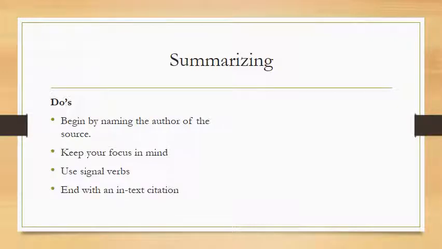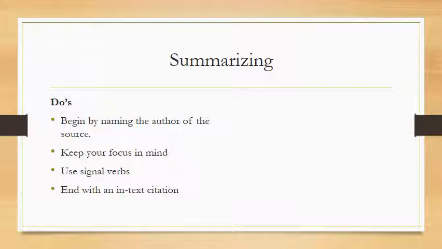Here are some do's and don'ts of summarizing. Some do's. Begin by naming the author of the source. It's very important that whenever you have a summary, a paraphrase, or a quote, that you start by giving the author's name. This helps you avoid plagiarism.